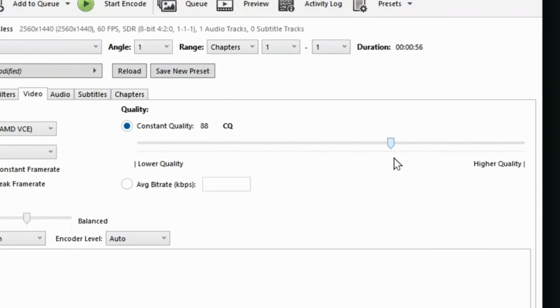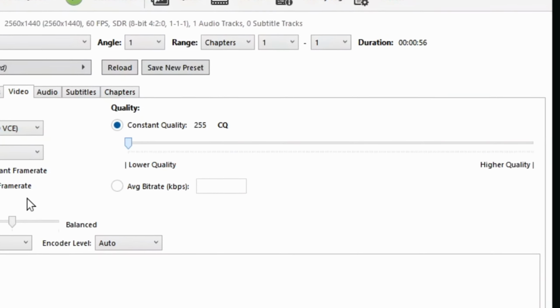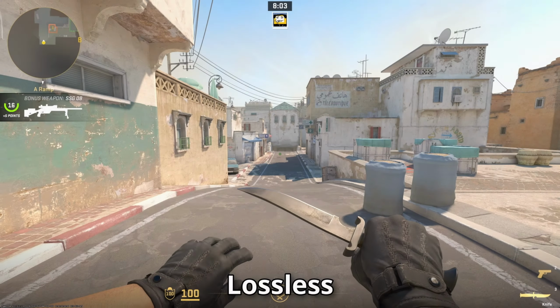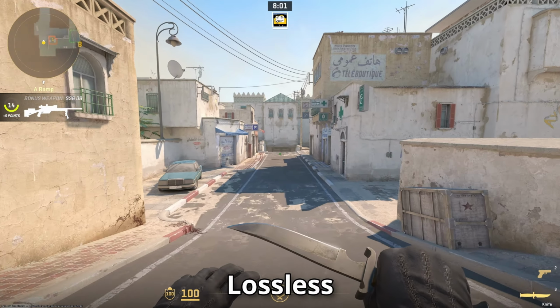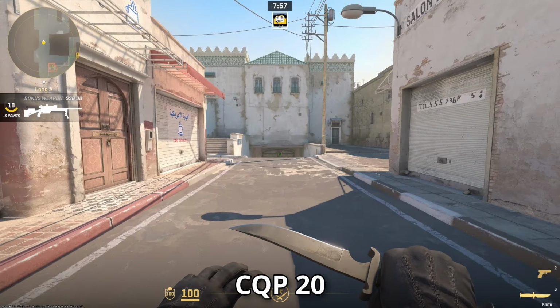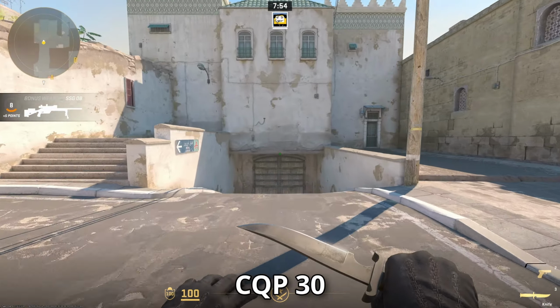The CQP value went from 0 to 255. For context, that same value goes from 0 to 63 in OBS, so I didn't think much of it. I thought it just gave access to lower qualities for some reason. So I went ahead and encoded the videos in increments of 10, CQP 10 all the way to 60, since 63 is the maximum in OBS.